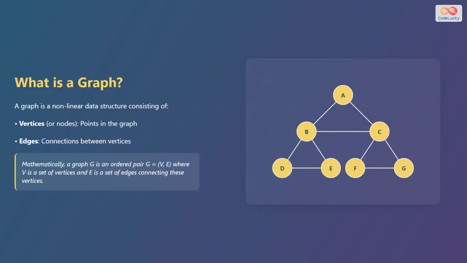A graph is a nonlinear data structure that consists of vertices, also known as nodes, which are the points in the graph, and edges, which are the connections between the vertices. Mathematically, a graph G is an ordered pair G equals (V, E), where V is a set of vertices and E is a set of edges connecting these vertices.